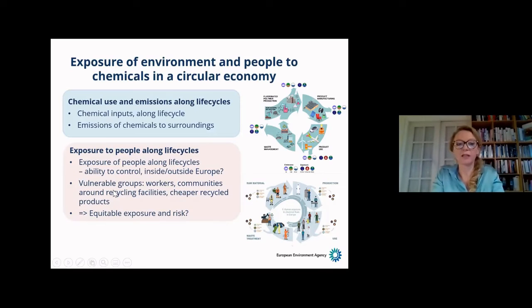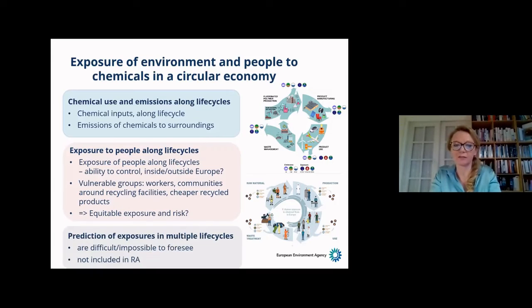There's also an issue of cheaper products of recycled materials, for instance. In some places like China, they make specific materials for the Chinese market, the Vietnamese market, and Europe and outside, depending on the level of contamination in a product. And that raises this question about the equitable exposure and risk. So there's also that element of it. And we also know that the prediction of exposures is really difficult along multiple life cycles. In some cases, they're really impossible to foresee, and they're typically not included in the risk assessments.